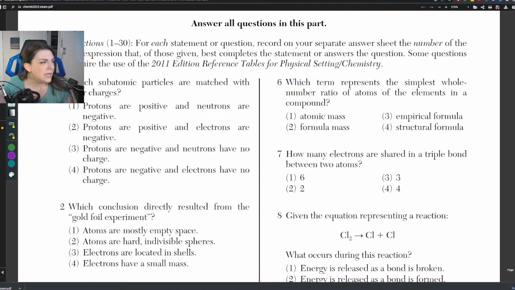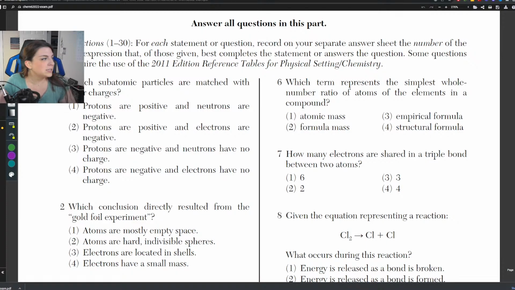All right. The first question, which subatomic particles are matched with their charges? Okay, so we can pretty much bet that the first question is going to be some form of an atomic theory question. And that means that the first question should be very easy to answer.